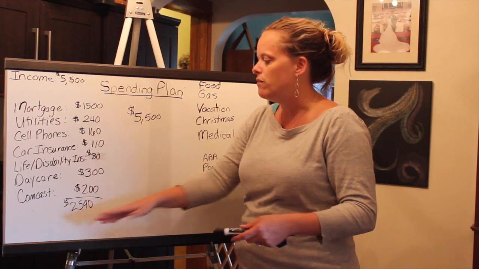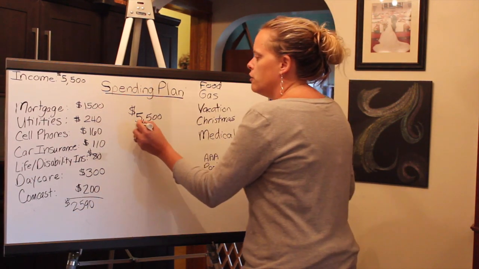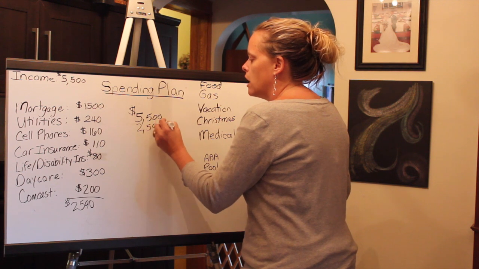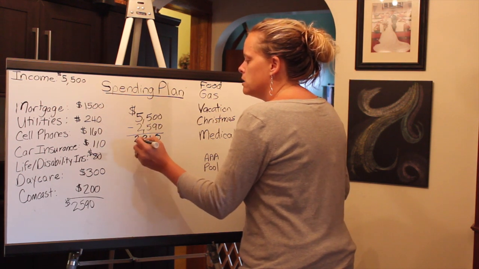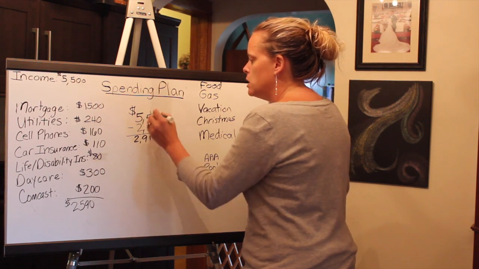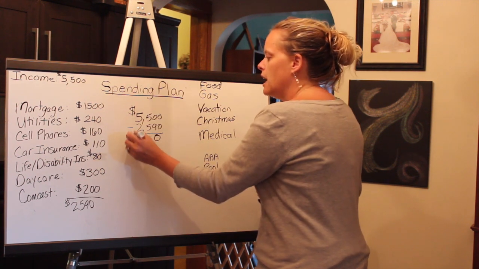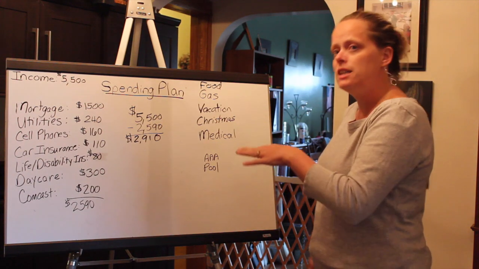So our total is $25.90, and if $25.90 is our definite outgoing bills, then that means that we have about, let me make sure I did that right, $29.10 left over for the rest of our budget.